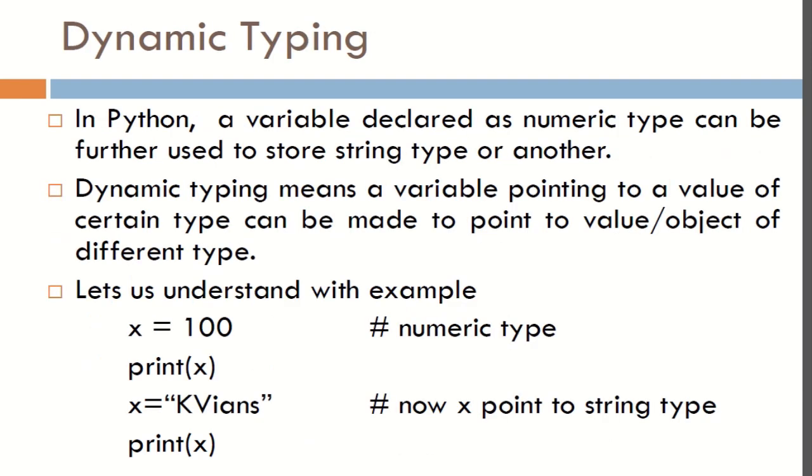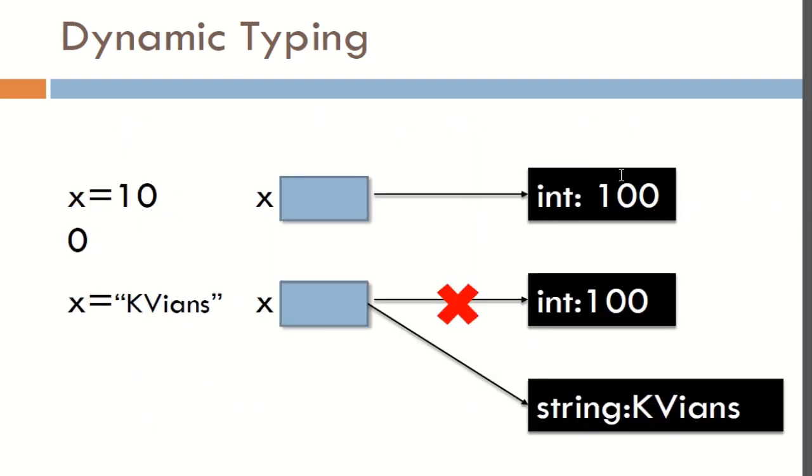Okay. Now dynamic typing. In Python, a variable declared as numeric type can be further used to store string type or another. Dynamic typing means a variable pointing to a value of a certain type can be made to point to a value or object of a different type. Let us understand, like x equal to 100 and print x. It will print the value of x. Now x points to a string type. First it prints the numeric value and then the string type. So this is your dynamic typing. See here, you can see.